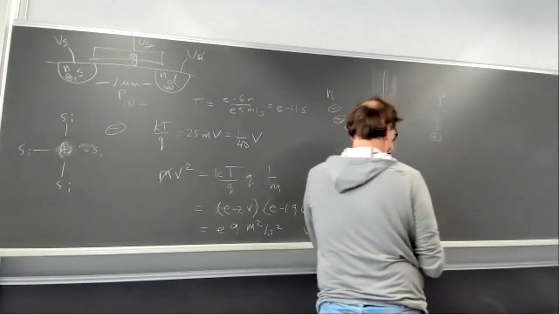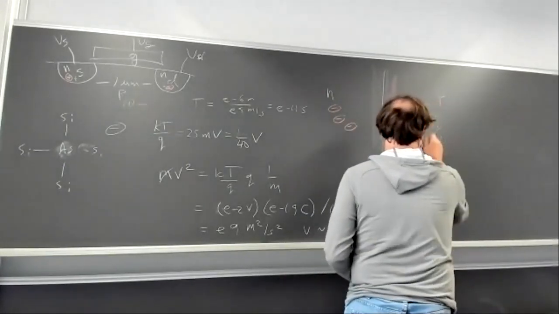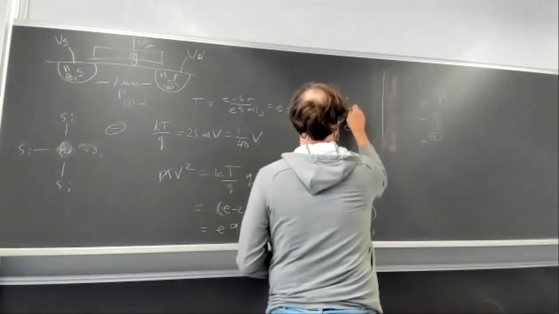It may be a different doping on each side. Here it'll have some fixed ions so that it's equal. It has to be neutral. And here's some fixed positive.